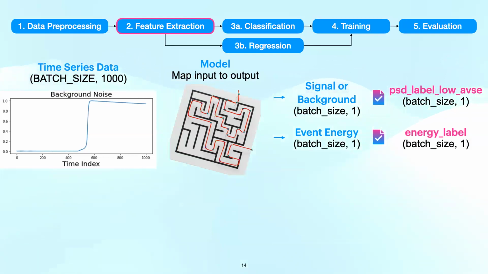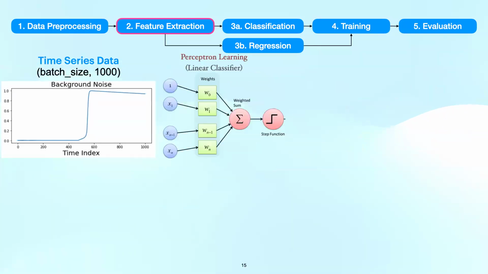So now the question comes: how do we actually build this model? What kind of components are needed in this model? For this, we will go into this part, which is called feature extraction, and we will talk about what it is.